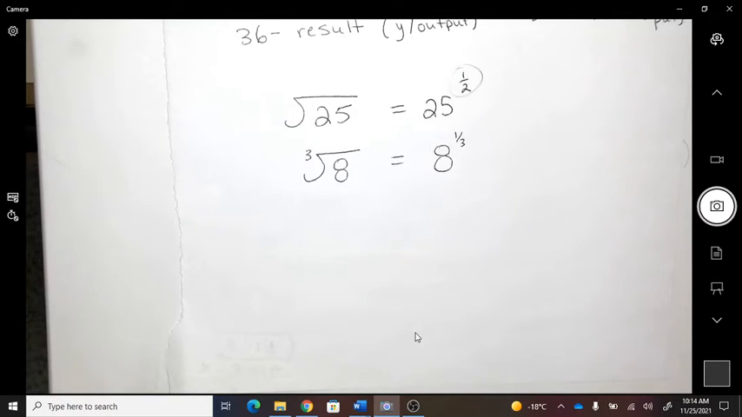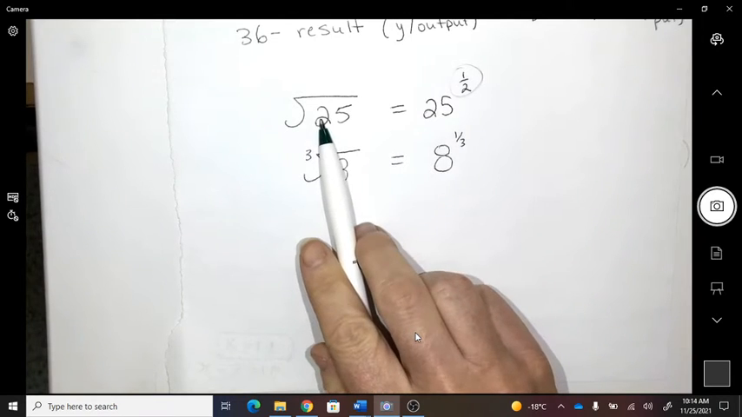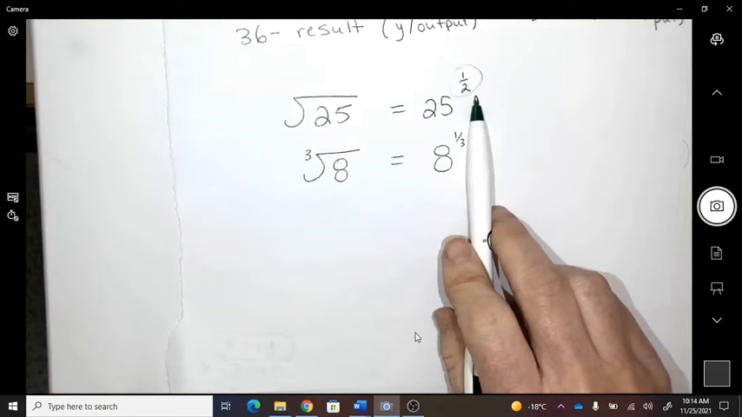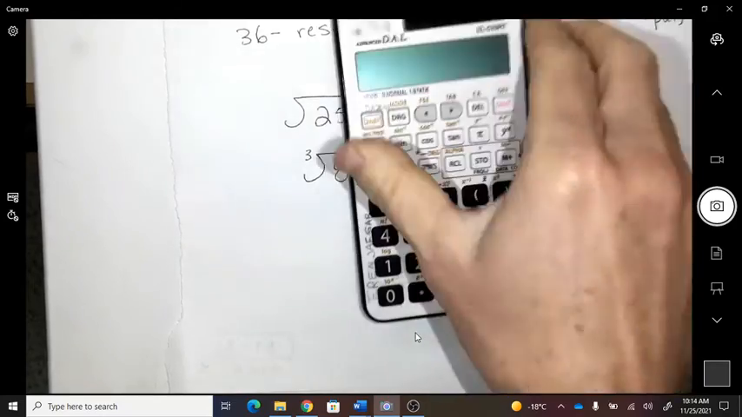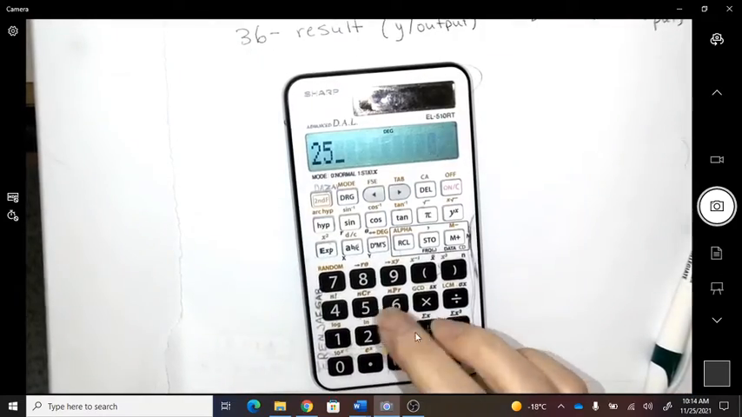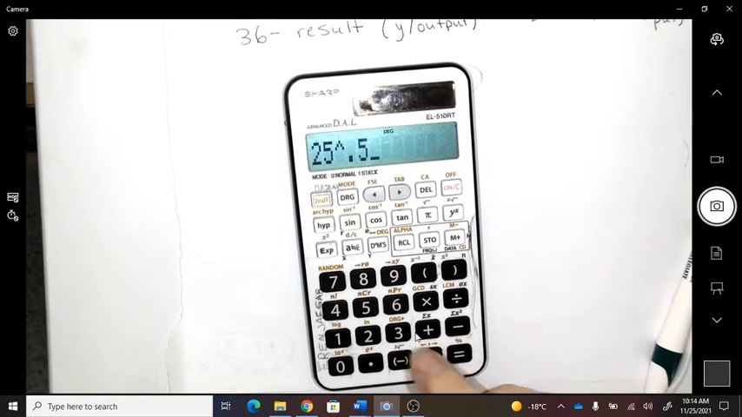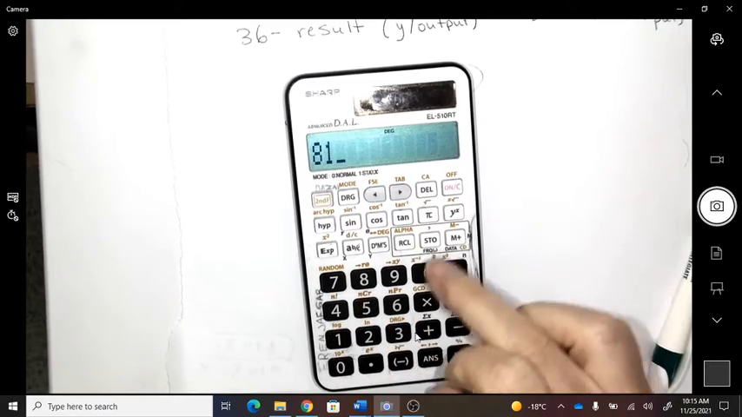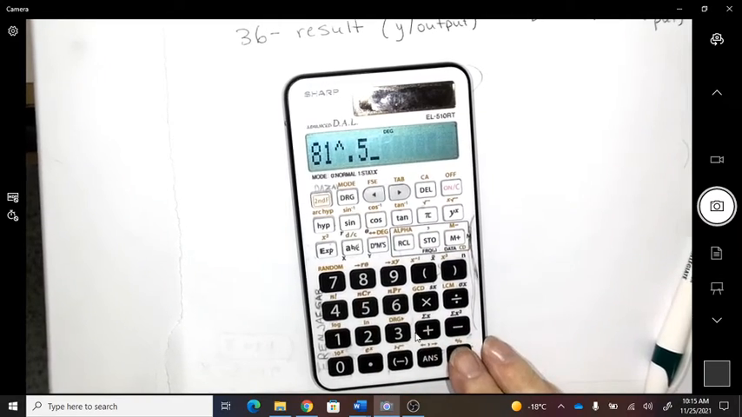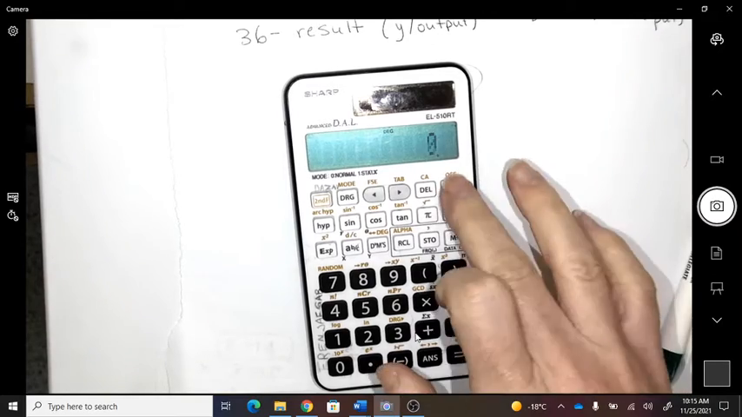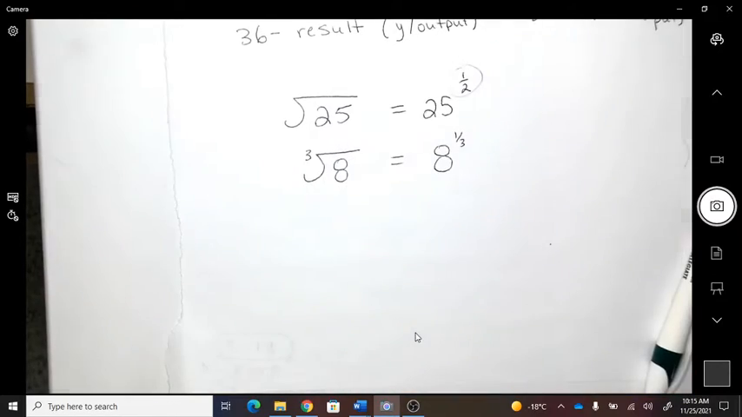Some stuff from the past. Square root is like a half. Yeah, if you go like this, 25 to the exponent 0.5. Oh, so that's just the same way of saying 81 to the exponent 0.5.